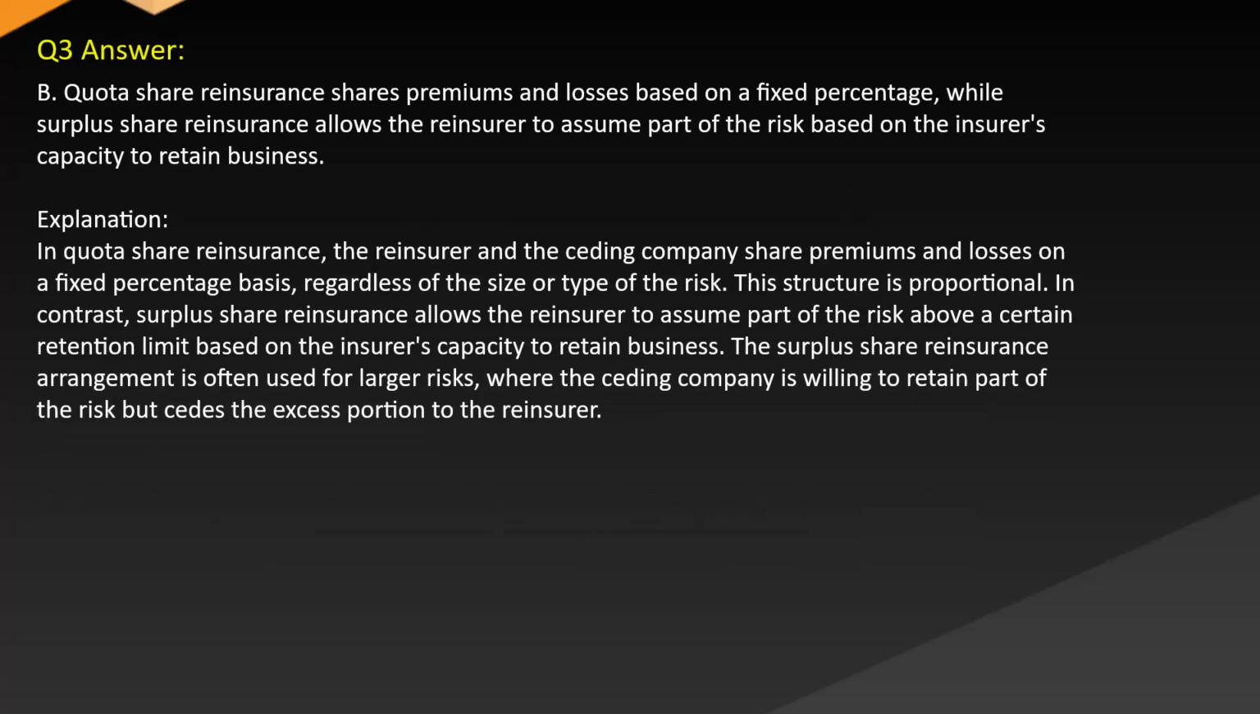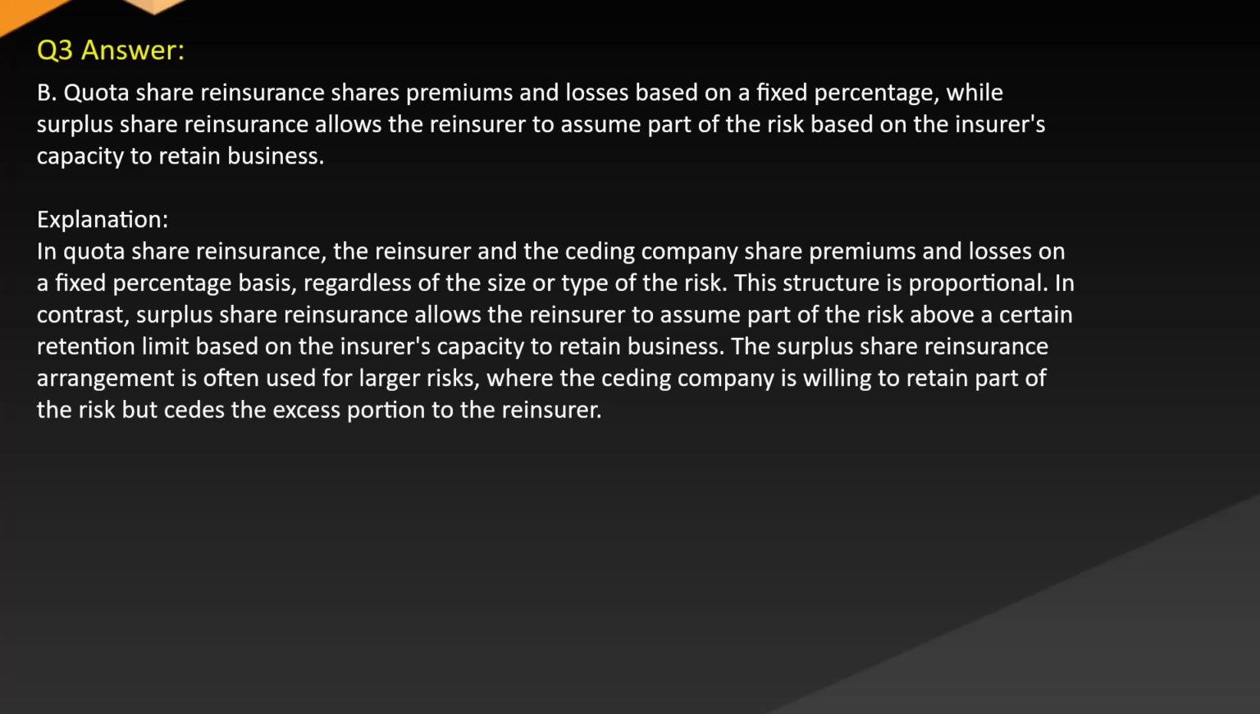Answer. B. Quota share reinsurance shares premiums and losses based on a fixed percentage, while surplus share reinsurance allows the reinsurer to assume part of the risk based on the insurer's capacity to retain business. Explanation. In quota share reinsurance, the reinsurer and the ceding company share premiums and losses on a fixed percentage basis, regardless of the size or type of the risk.